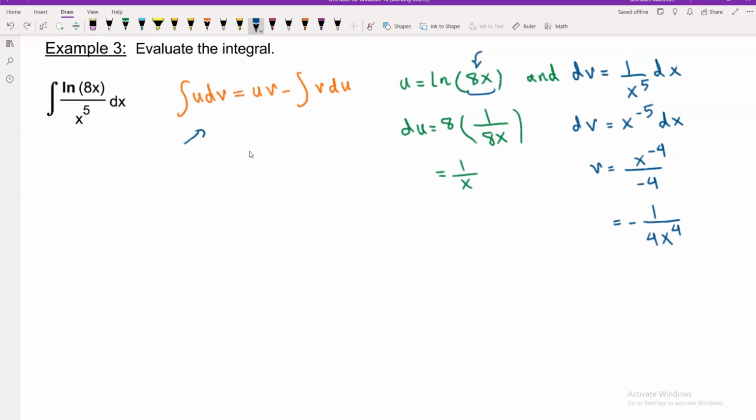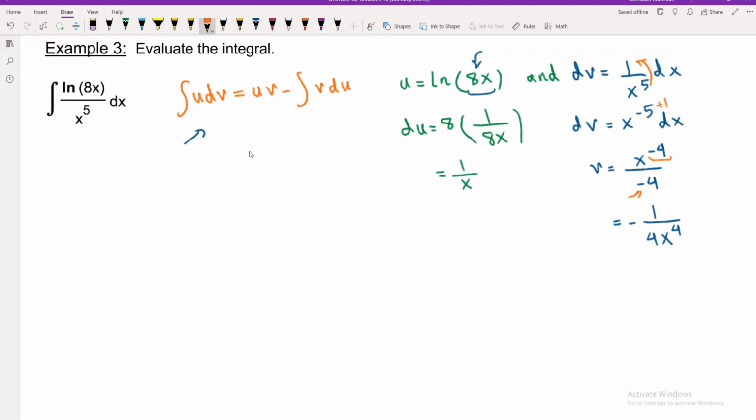Instead of writing 1 over x to the 5th power, I'm going to move this to the numerator, changing our power from positive to negative. So we have x to the power negative 5 times dx. Now finding v, we add 1: negative 5 plus 1 is negative 4, using the same number in the denominator. So v is x to the power negative 4 divided by negative 4.